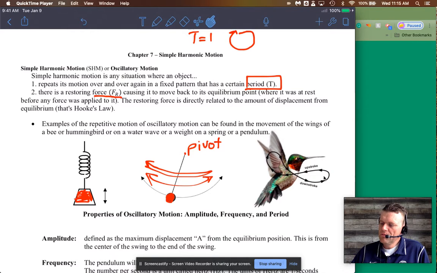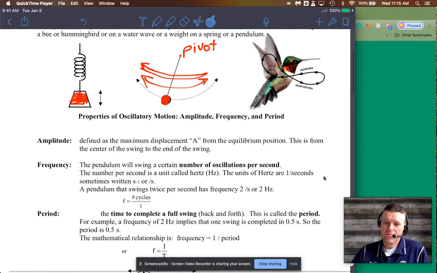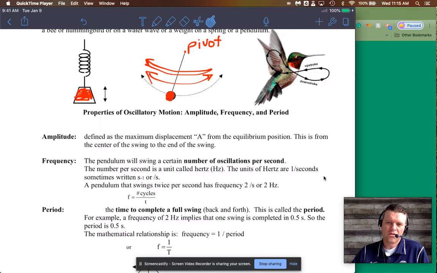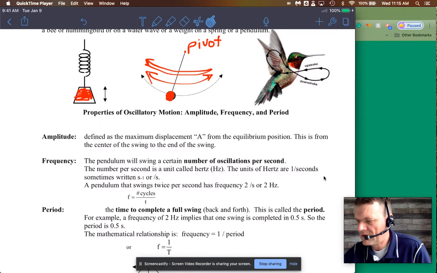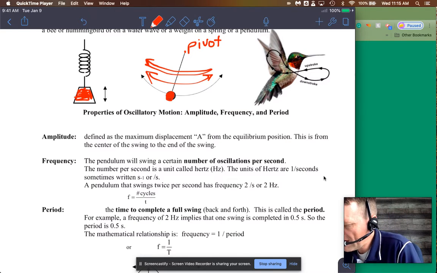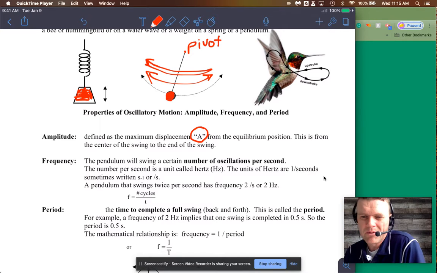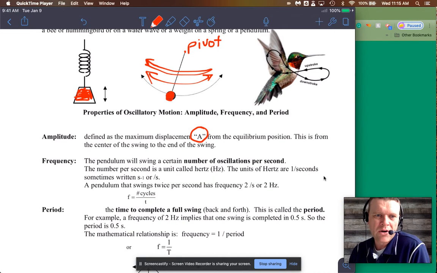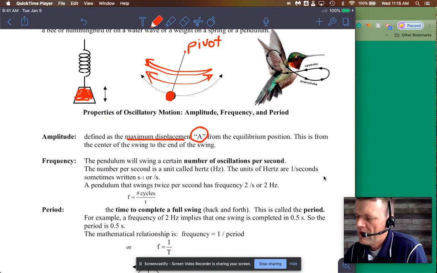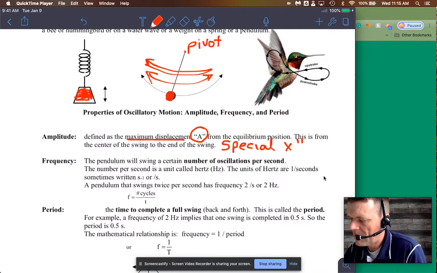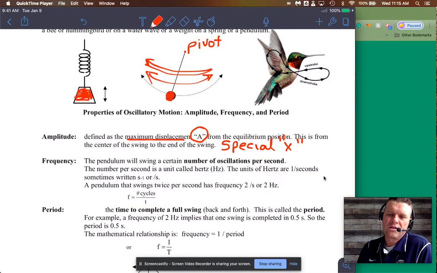The terms that we will study, a lot of them you're familiar with already, but I'm just going to hit on three of them. The first one is amplitude. You'll see amplitude represented as an A. It's going to come up in some of the formulas, mostly with masses on springs, but we define that as the maximum displacement from the equilibrium position. Sometimes I like to think of it as a special X. Okay, and I'll show you that when we get to masses on springs, because X is the displacement from equilibrium.